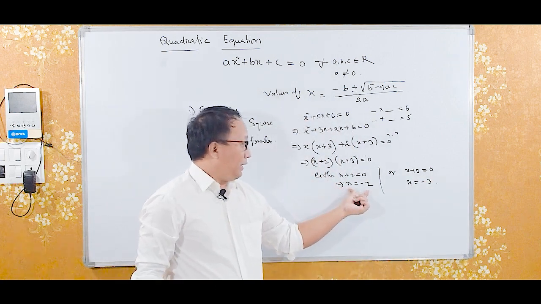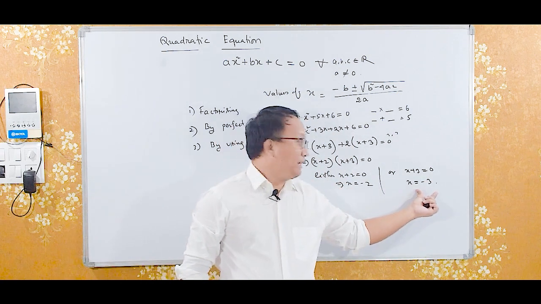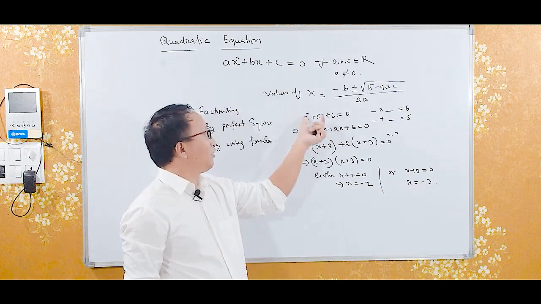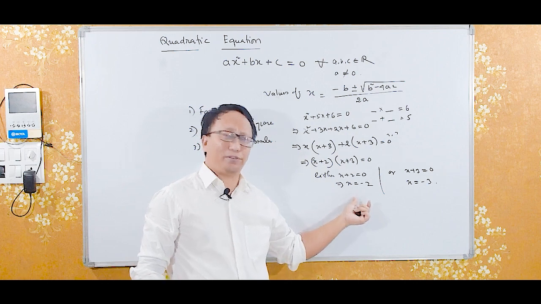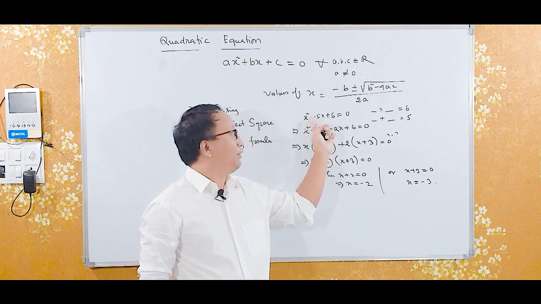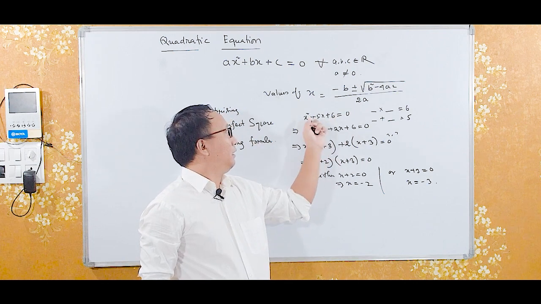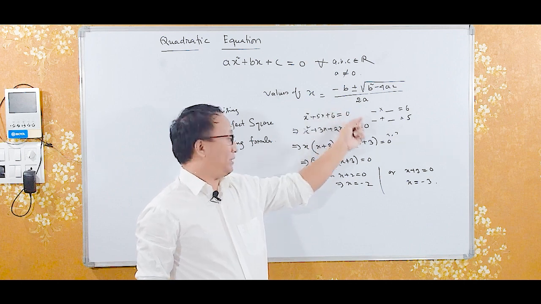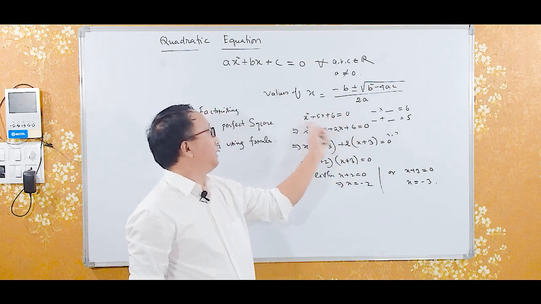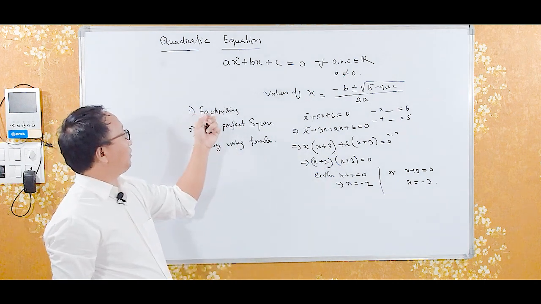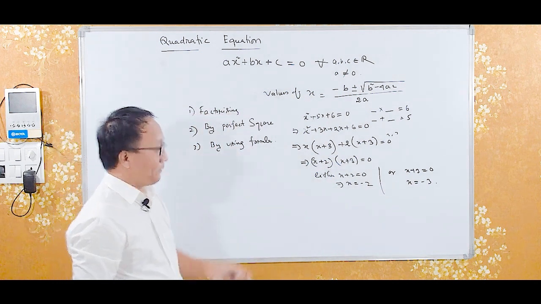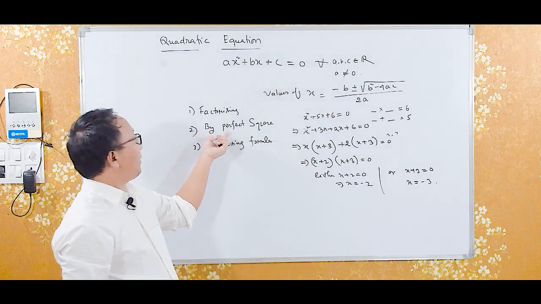These values, x = -2 and x = -3, are the solutions of the equation x² + 5x + 6 = 0. If we substitute x = -2 in this equation, it will be satisfied. If we put x = -3, then we get right hand side 0. This is what we do in the factorizing method. Now let's try the perfect square method.